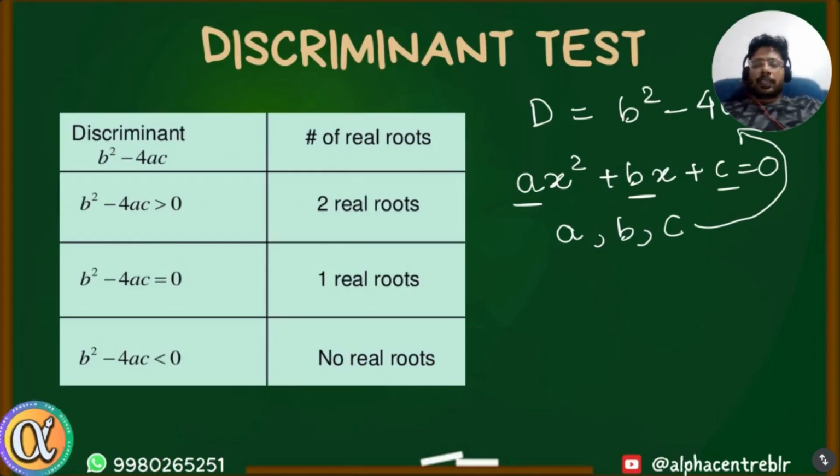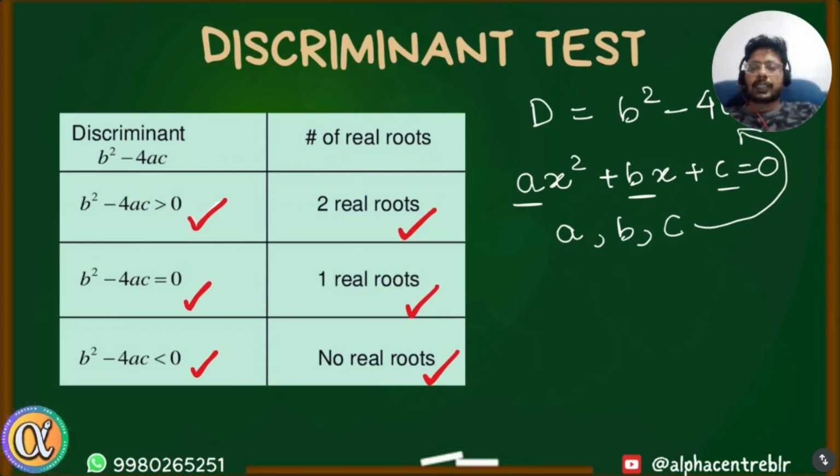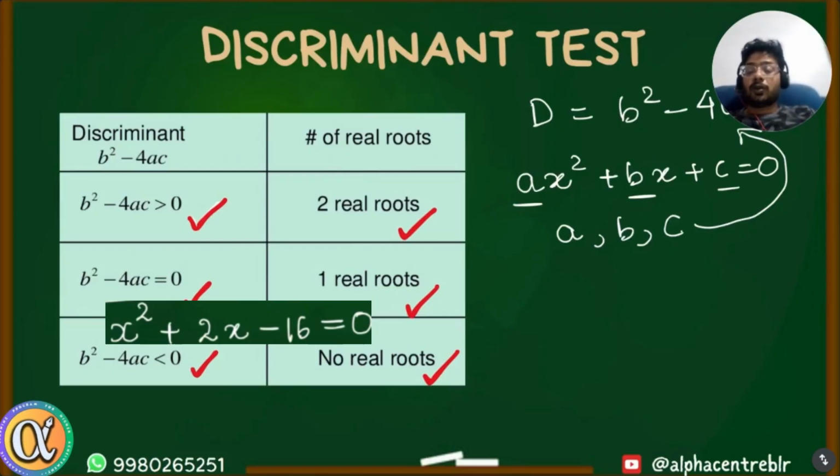Now, based on the value of the discriminant, you can predict whether the equation will have two roots, one root, or no root. If the discriminant is greater than 0, then it has two different roots. If the discriminant is equal to 0, then it has only one root. And if the discriminant is less than 0, then it has no real root. Am I clear? So if the discriminant is greater than 0, then you'll get two values of x which will satisfy the equation. If the discriminant is equal to 0, then only one real value will satisfy the equation. And if the discriminant is less than 0, then no values of x would satisfy the equation. Am I clear?